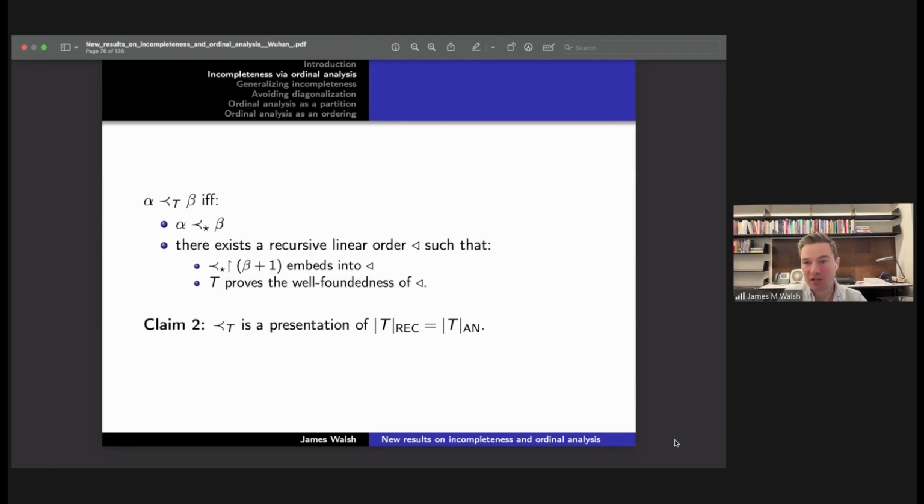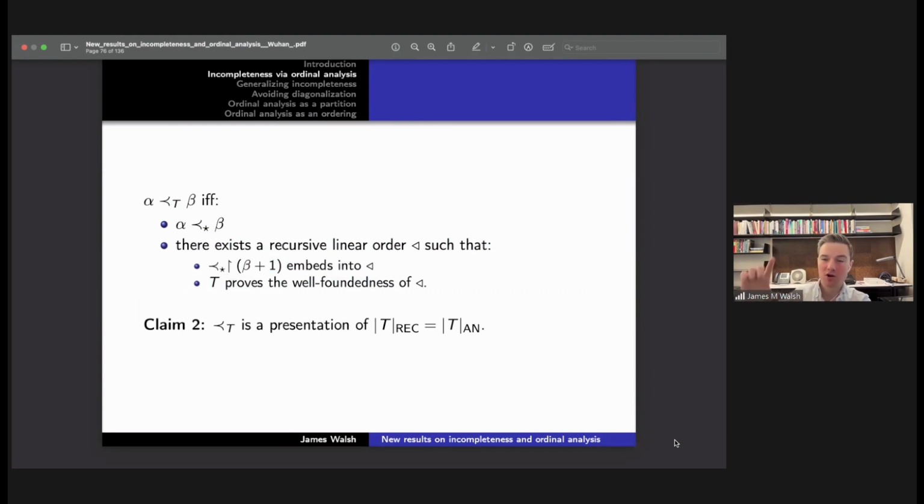And that makes it a presentation of T sub an as well, because T extends Σ1 axiom of choice. And for all such T, as we mentioned on the other slide, the recursive and analytic proof theoretic ordinals coincide. So why is this a presentation of T rec? Well, remember, prec T is just copying all the initial segments of prec star that embed into T provably well-founded linear orders.